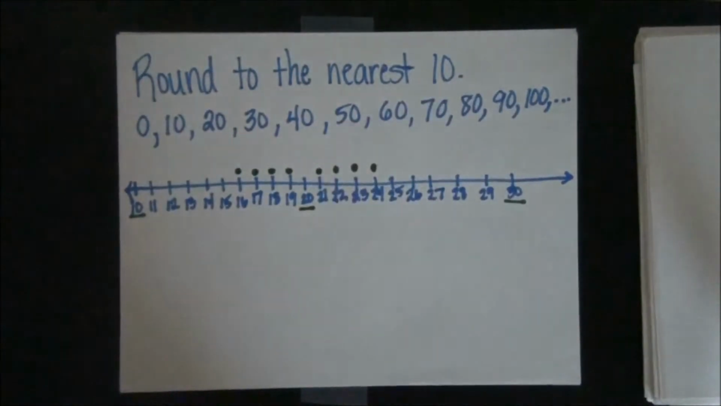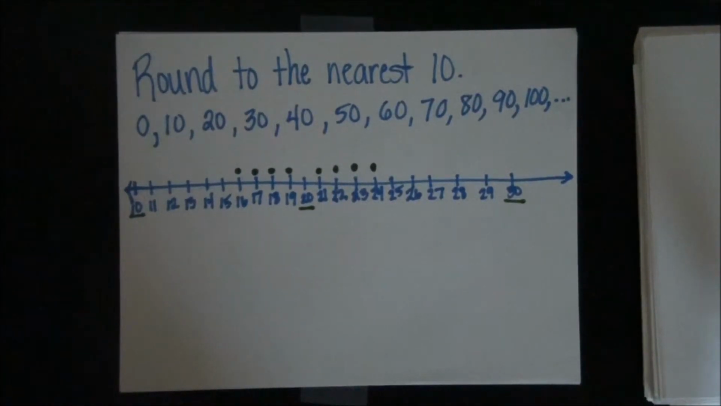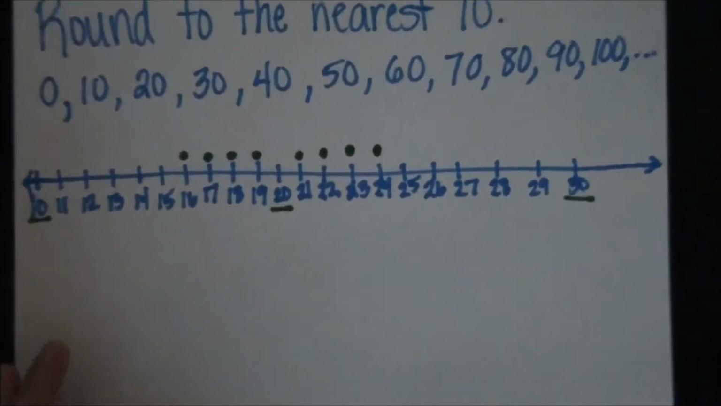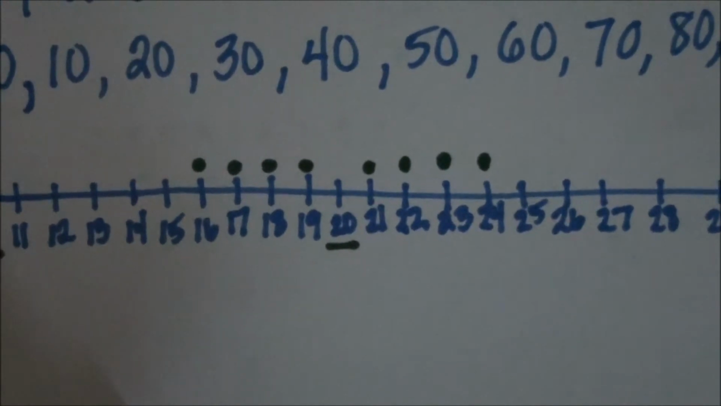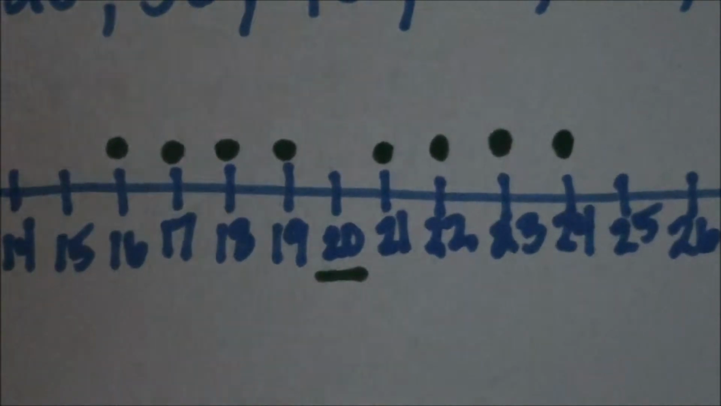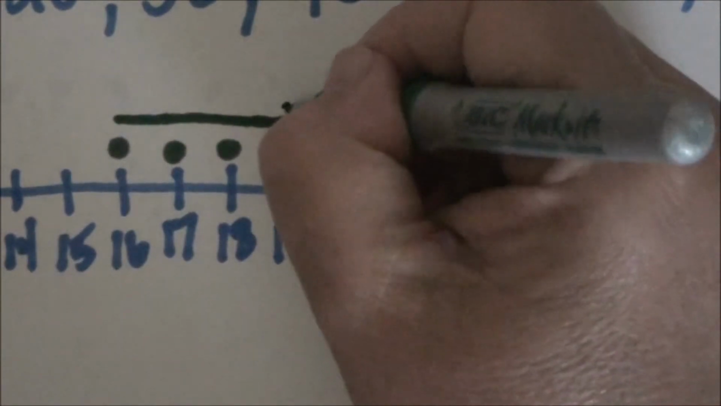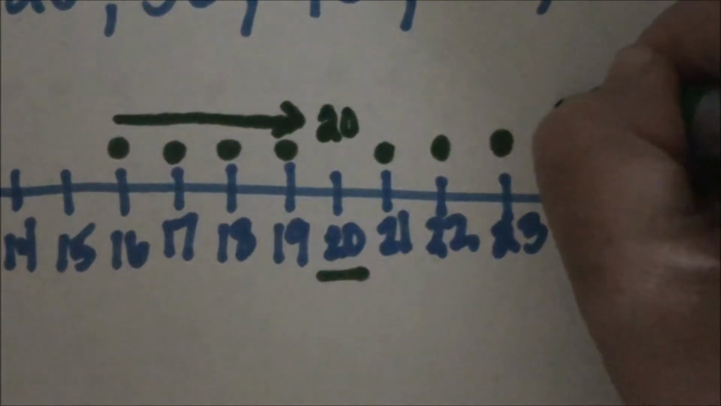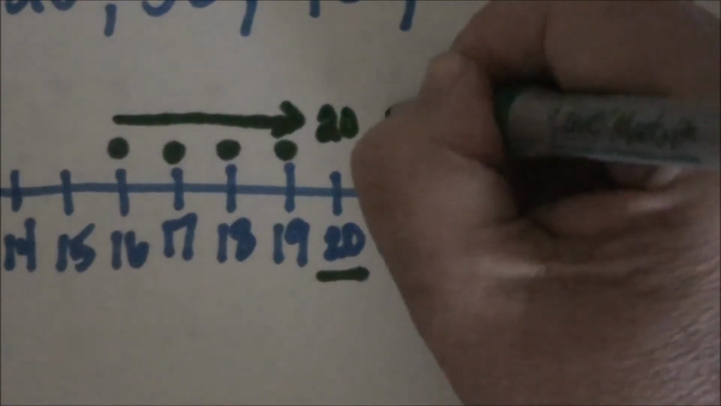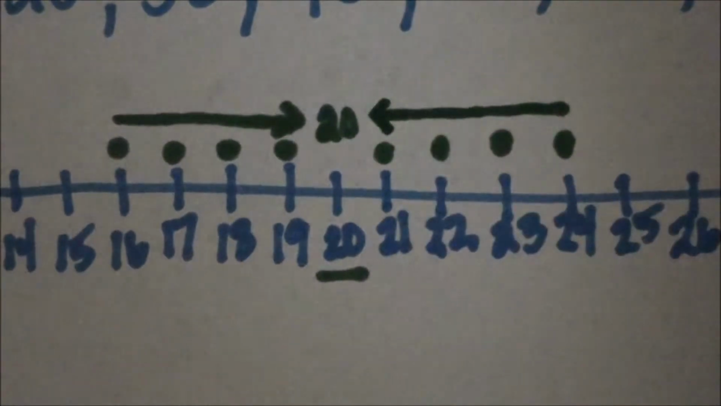Let me zoom in a little bit so you can see this better. Hopefully I don't forget to zoom out. I do that sometimes. Okay, so you can see that those are close to 20. So 16, 17, 18, and 19 will round to 20. And 21, 22, 23, and 24 will also round to 20 because they're close.